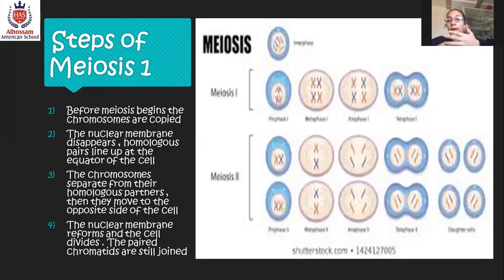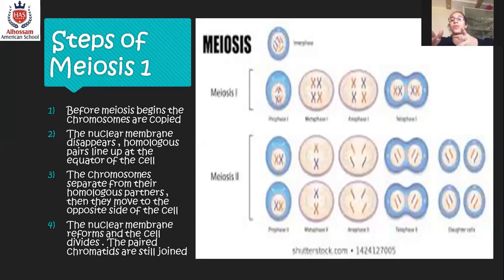And then we have telophase. In the telophase, the nuclear membrane reappears, and the cells start to divide slightly. Then we have cytokinesis. In cytokinesis, the cleavage furrow divides the cells, and now we have two haploid cells.